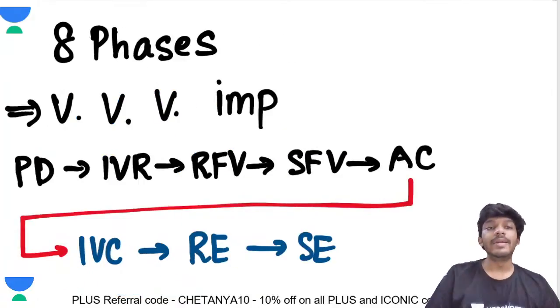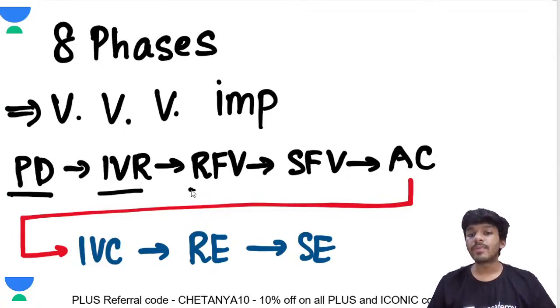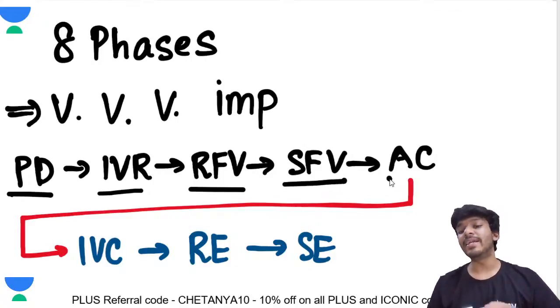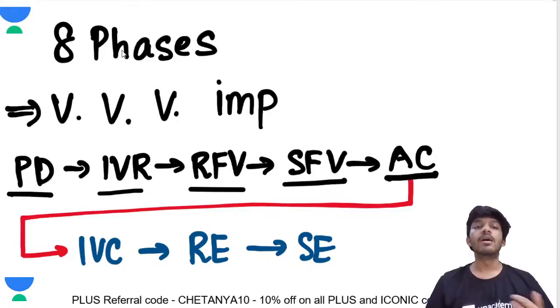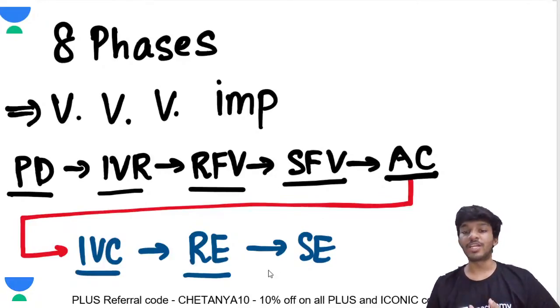What is happening? Diastole. Okay? The heart is getting filled up. First, protodiastole. Followed by isovolumetric relaxation. Followed by rapid ventricular filling. Followed by slow filling of ventricles. Followed by atrial contraction or atrial kick. Followed by isovolumetric contraction. Followed by rapid ejection. Followed by slow ejection.